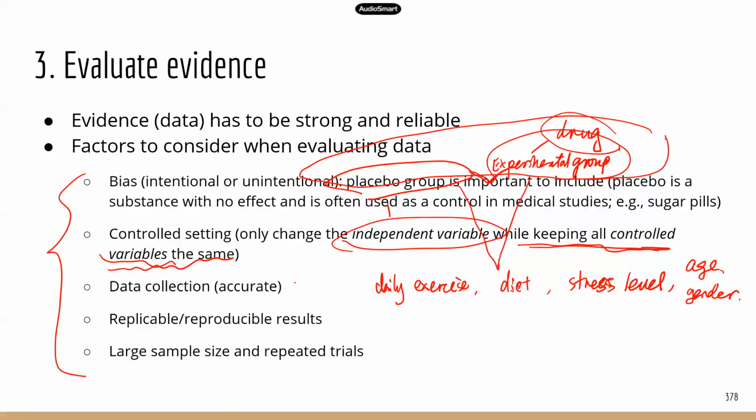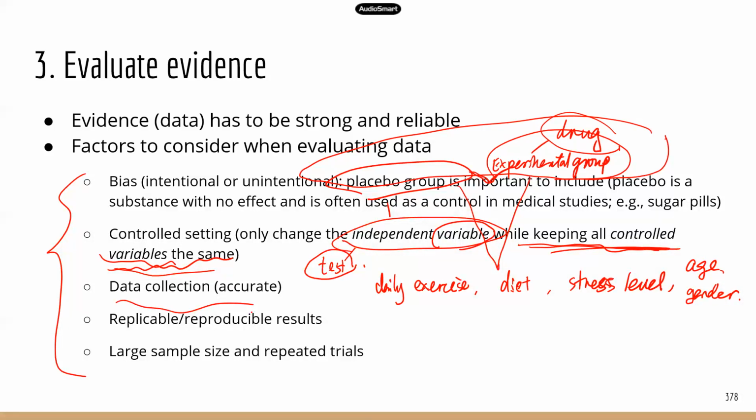Independent variable is the variable that you want to test. And in this case, the variable is whether you provide the drug or not, right? So the absence and the presence of the drug is what you want to test. And everything else are considered controlled variables, right? Age group, gender, the amount of daily exercise or diet, all those need to be kept more or less the same between the groups.